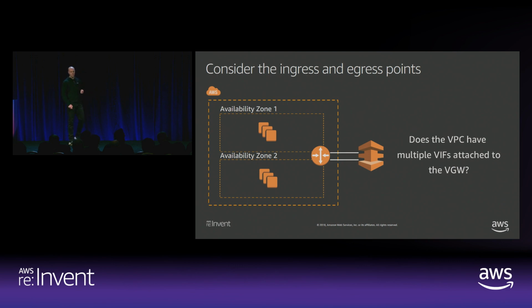The VGW is a logical construct. It's a redundant system in itself. But what is connecting to it? Do you have a single private VIF? Is it attached to a Direct Connect gateway?